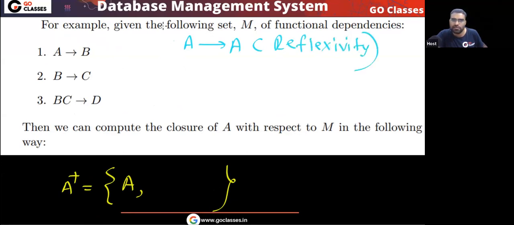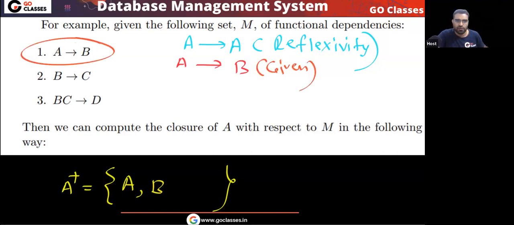Because of reflexivity. Anyway, now tell me the next. A can bring A. Okay, this is already given that A can determine B, so you can put B also. You can put B also because A can determine B. This is already given to you.